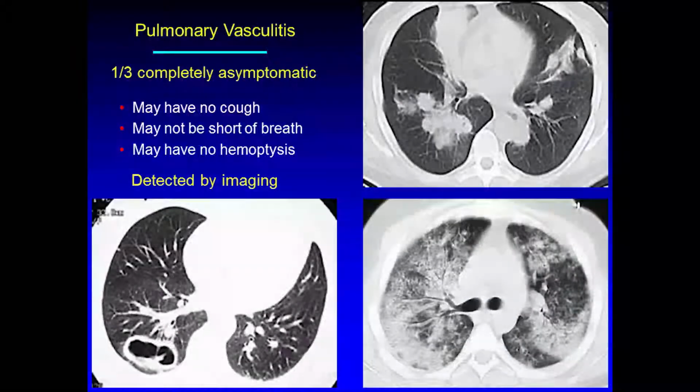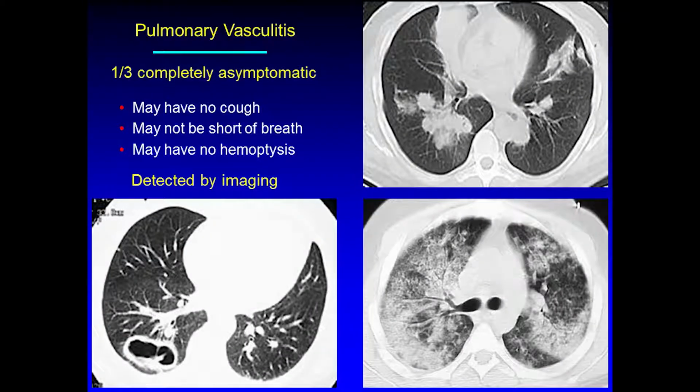So in the case of pulmonary vasculitis, up to 1/3 of these patients may be completely asymptomatic. So they may have no cough, there may be no shortness of breath, and even in the case of early alveolar hemorrhage, these patients may have no hemoptysis. But this can be detected by imaging, where again we can see single or multiple cavities or infiltrates or nodules, and again, most concerningly, we can see ground glass infiltrates in the setting of alveolar hemorrhage.